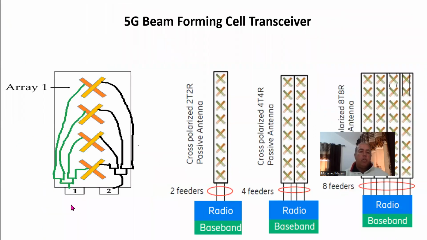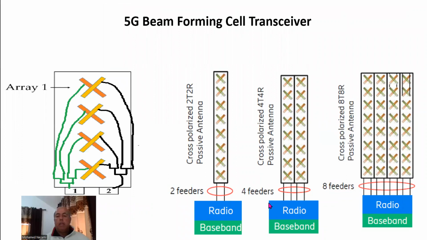Now, you can see that as far as the radio transceiver, you need a number of transceivers to drive these. Depending on the case like this, you have 2 transceivers: 1 here, 1 driving the plus 45, 1 driving the negative 45. In a case like this, you have 4 of them, 2 in each column.